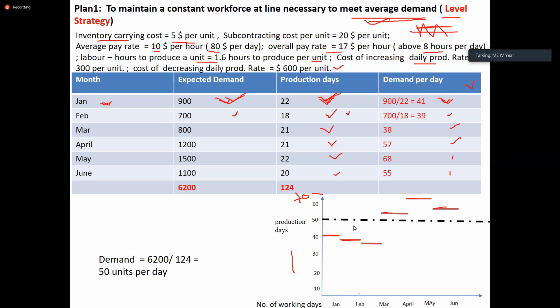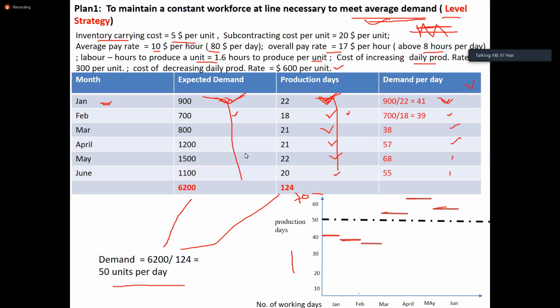For that, what I have to do is take the complete demand divided by how many days the company will work. So you will get the average units demand per day. That's what I did here: 6,200 by 124. You will get 50 units per day.